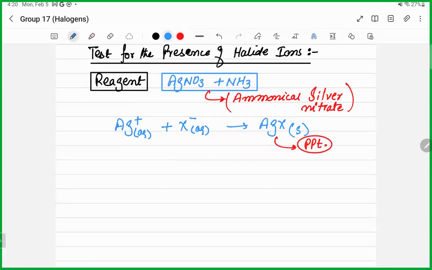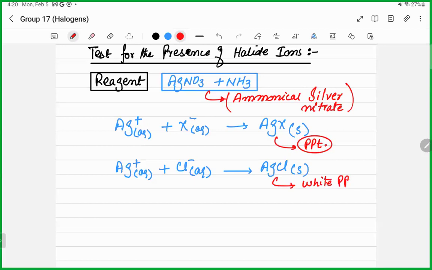Clear? Let's suppose if I take an example, if you are adding Ag positive aqueous plus Cl negative, अगर आपके पास chloride ion present होगा तो ये बनेगा AgCl solid. And these precipitates have white color. ठीक है, these are the white PPT.